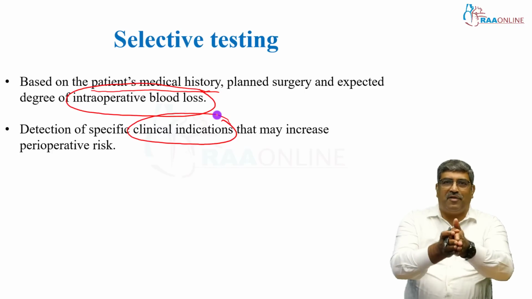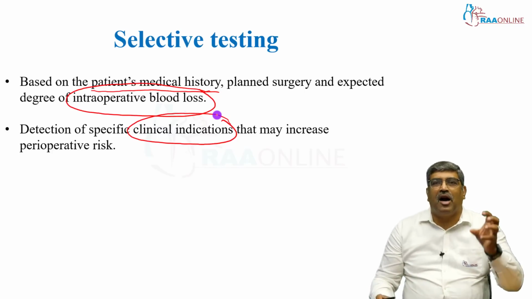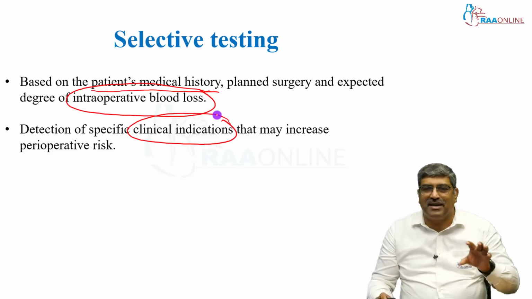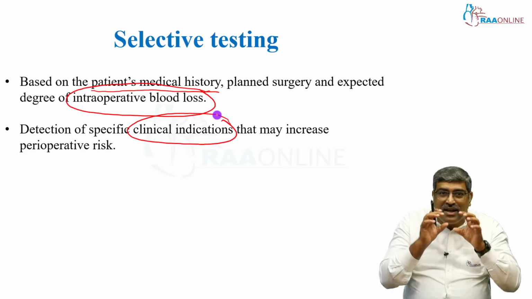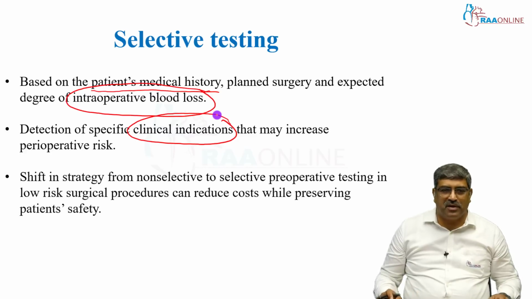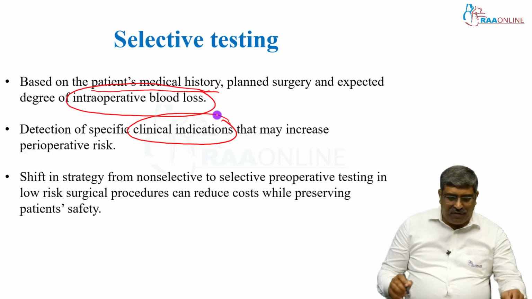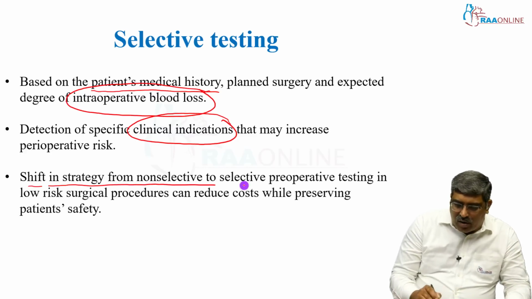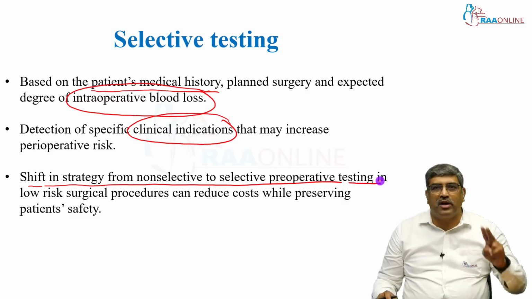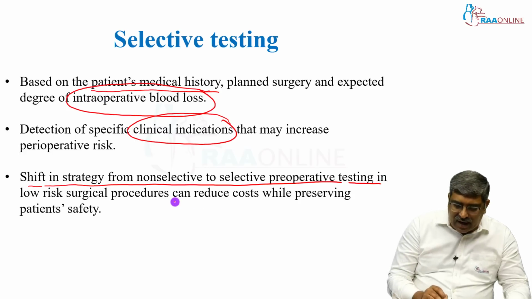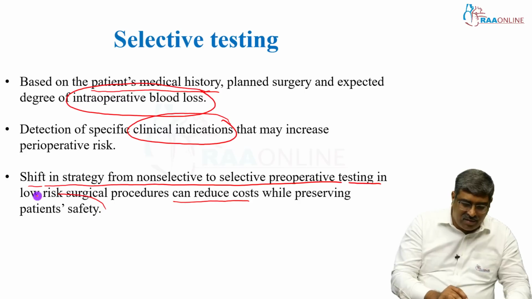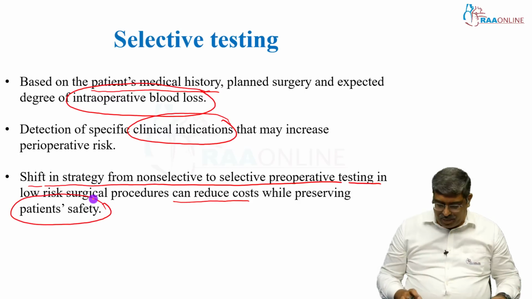Here you do a renal function test anticipating acute kidney injury. So you have a specific indication to do a blood test here. So you detect that specific clinical indication that increases the perioperative risk. Shift in strategy from non-selective to selective preoperative testing in low-risk surgical procedures can reduce the cost, but at the same time, patient safety is preserved.